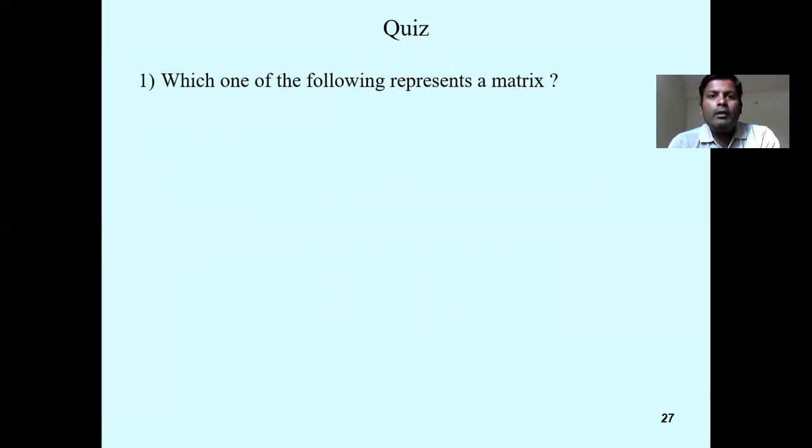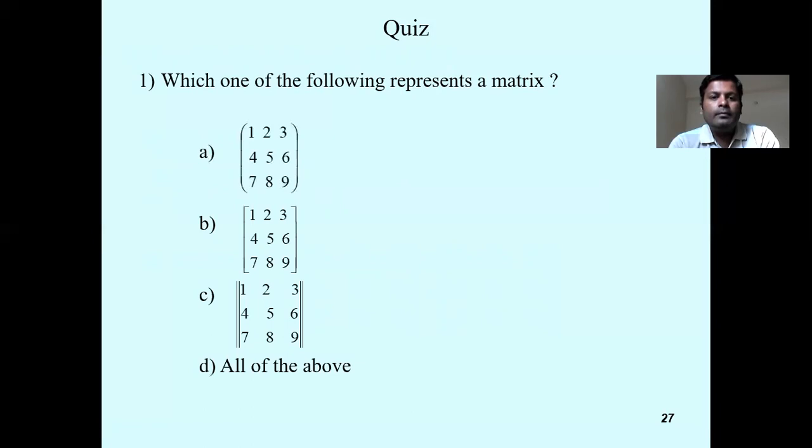Which one of the following represents a matrix? You see here, these A, B, C are all matrices. We observe here, this is a flower bracket, this is a square bracket, this is a double bar. Then these three types we also call matrix notation.